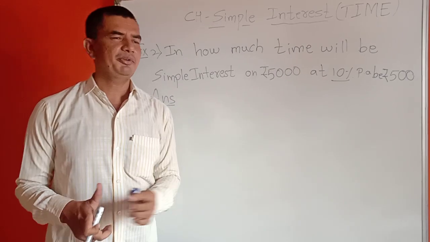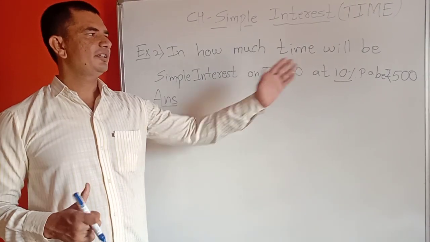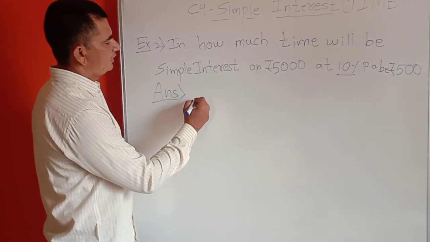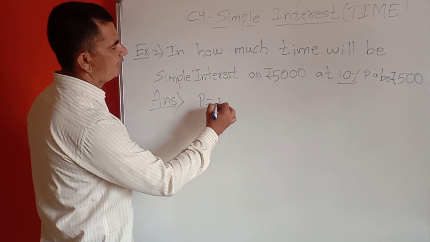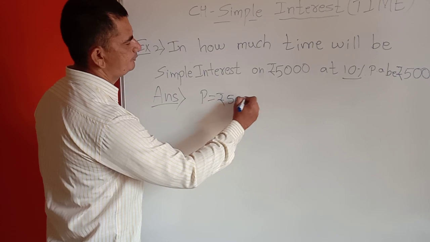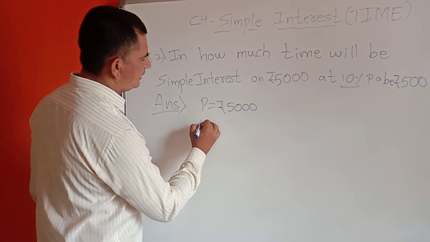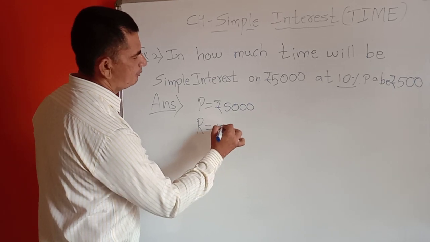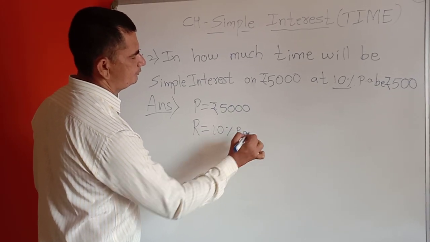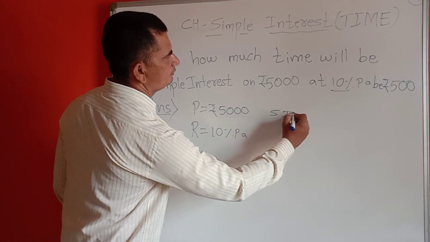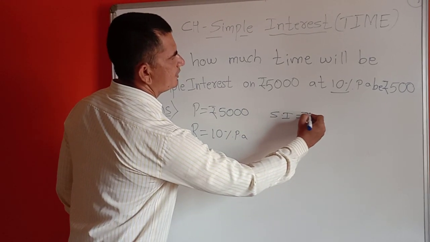They have given the rate of interest, and the simple interest is rupees 500. So let's see what they have given. The principal is rupees 5,000. R they have given is 10% per annum. And next, simple interest they have given is rupees 500.